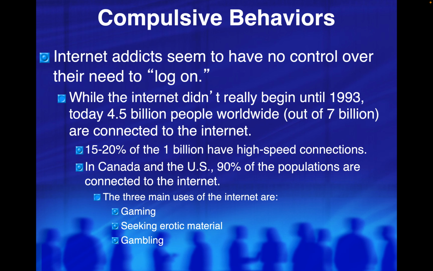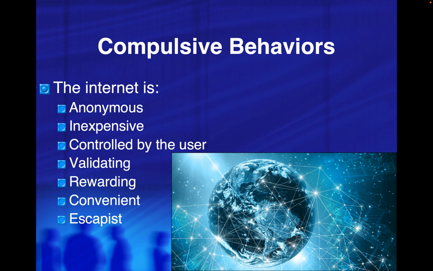Internet addicts seem to have no control over their need to log on. While the internet didn't really begin until 1993, today 4.5 billion people worldwide out of almost 8 billion people are connected to the internet. 15 to 20% of 1 billion have high-speed connections. In Canada and the United States, 90% of the populations are connected to the internet. The three main uses of the internet are gaming, seeking erotic material, and gambling.